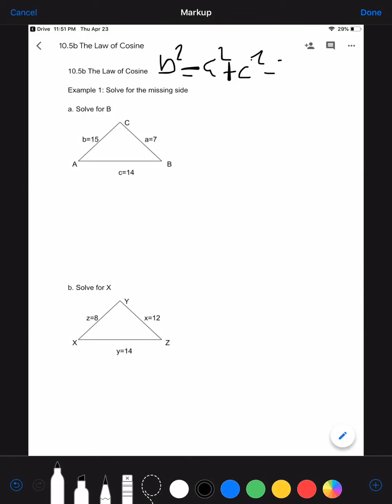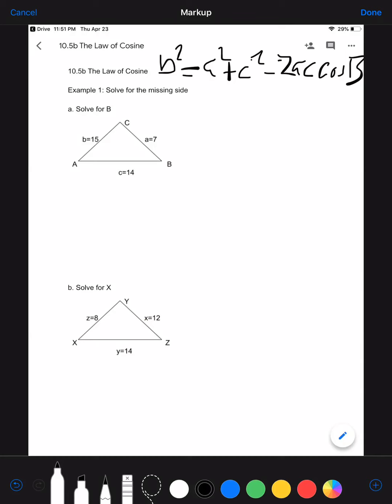If I could write it correctly, that would be great. C cosine. This is just a mess. Okay. C cosine B. Okay, so if you notice, all our angles are missing, and we have all our sides.